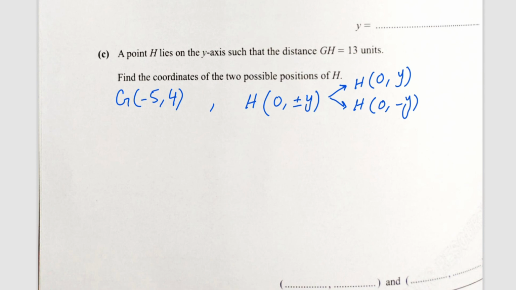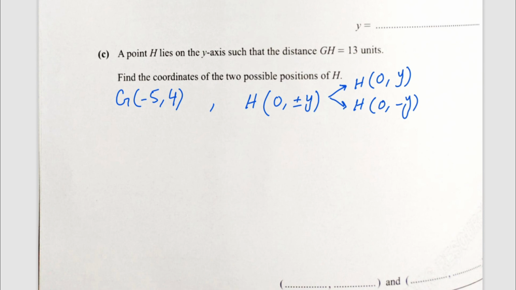So, first of all, the point H lies on the y-axis. It means that the x coordinate will be 0. So this point H, when it lies on the y-axis, may be on the positive y-axis or the negative y-axis. So the y coordinate may be plus y or maybe minus y. And the point G is given to us, which is minus 5 and 4.